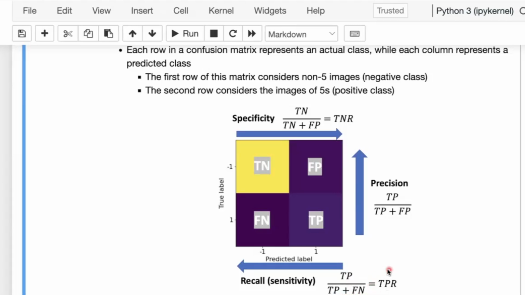Since we have true positive rate, now we can define true negative rate, which is the third metric that we have here. This is sometimes referred to also as specificity, which is the number of true negatives over true negatives plus false positives. Therefore, in general, it is common to either report precision and recall scores or true negative rate and true positive rate.